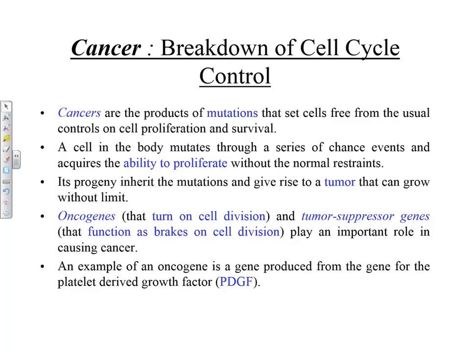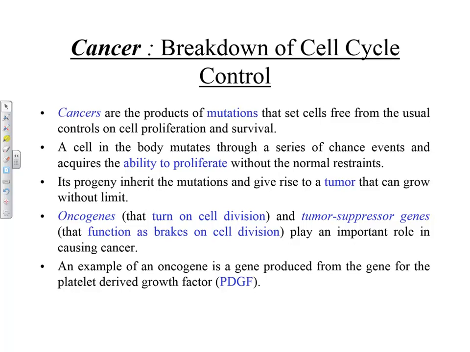Because I talked about all these survival signals, okay? And they will die if they don't get signals from other cells, okay? But the cancer cells become deaf to those signals. So the progeny of the cancer cell will inherit these mutations and will give rise to a tumor that can grow without limit, right? And there are two kinds of genes that can cause cancer.